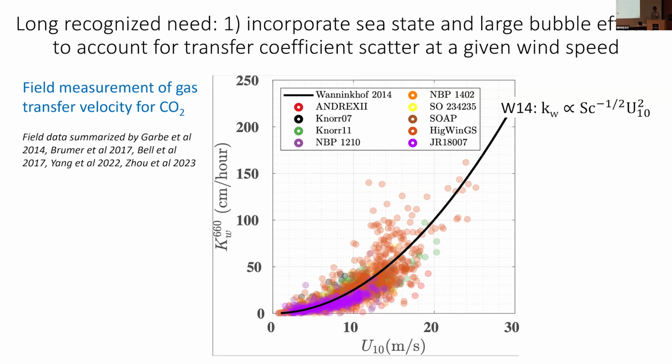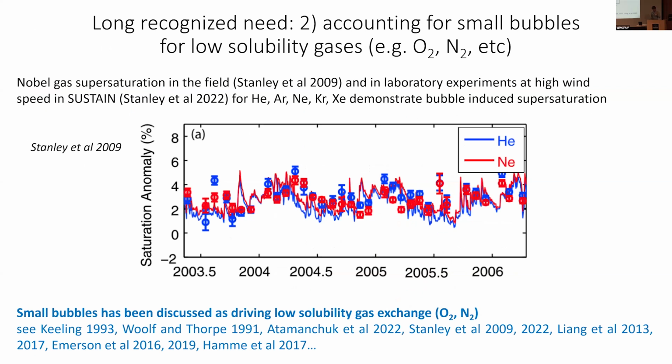So that's one point. The second point is if you think about low solubility gases, such as oxygen, you can convince yourself that the C state is only going to be one part of the story. You also need to account for small bubbles that are going to fully dissolve and that are going to drive supersaturation of the gas. And this is really nicely demonstrated in a set of papers from Rachel, doing measurements of noble gas supersaturation in the field and more recently in the lab. And that shows systematic supersaturation in the water.